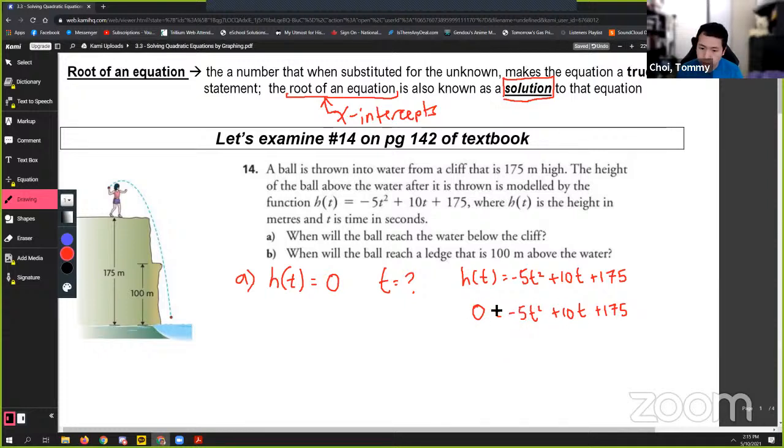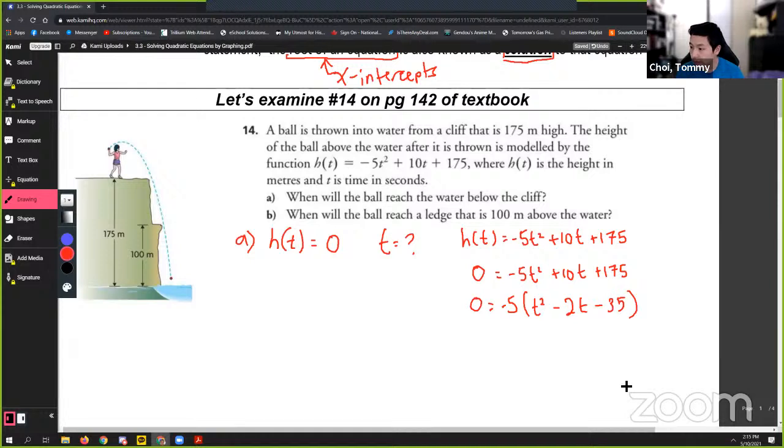So here, if we factor this, because the way to get your x-intercepts is to factor, the first step is to common factor this. I'm going to common factor out the negative 5. In doing so, we're going to get t squared minus 2t minus 35. Whoopsies. So dividing everything by negative 5 gives us what's left inside the bracket.